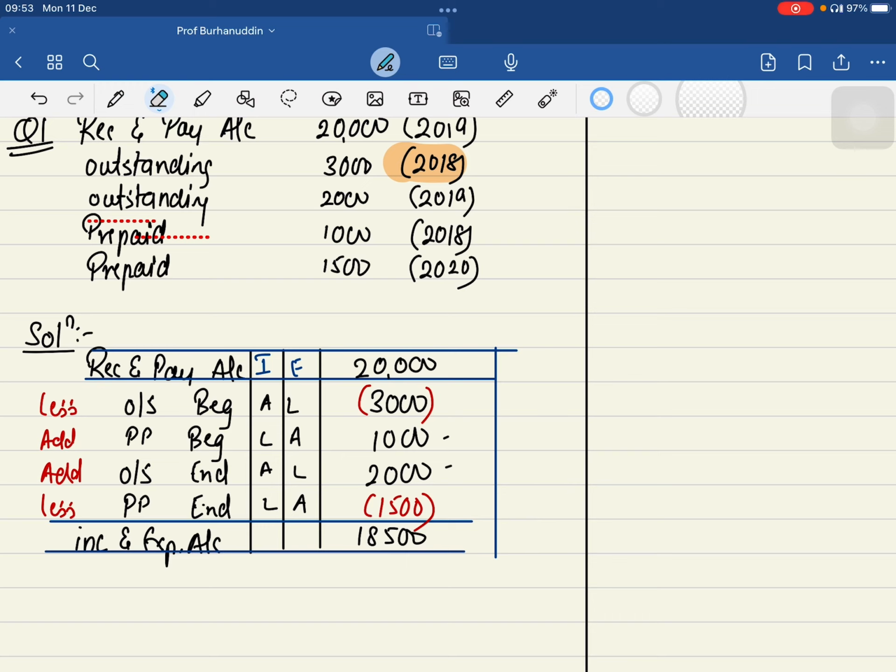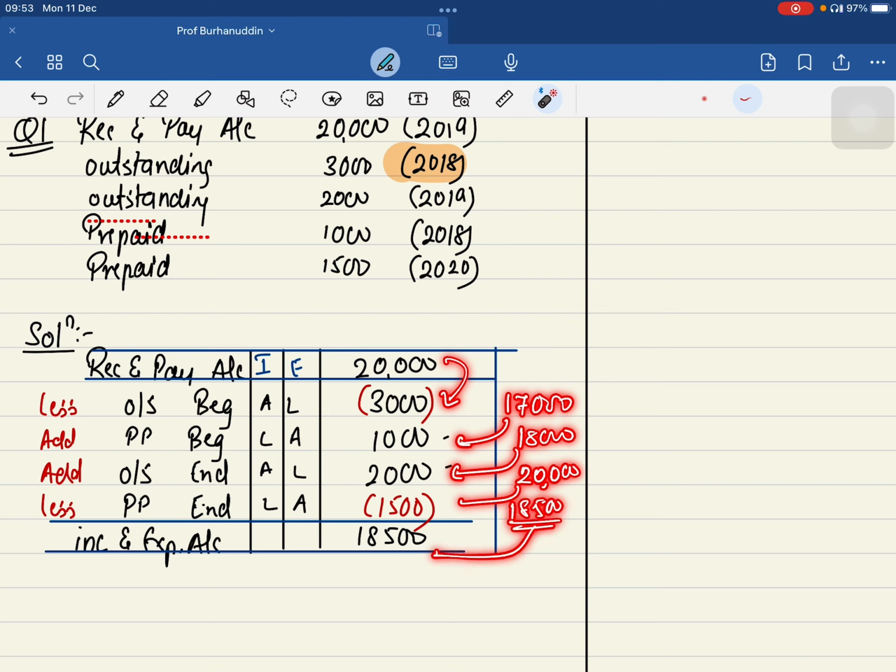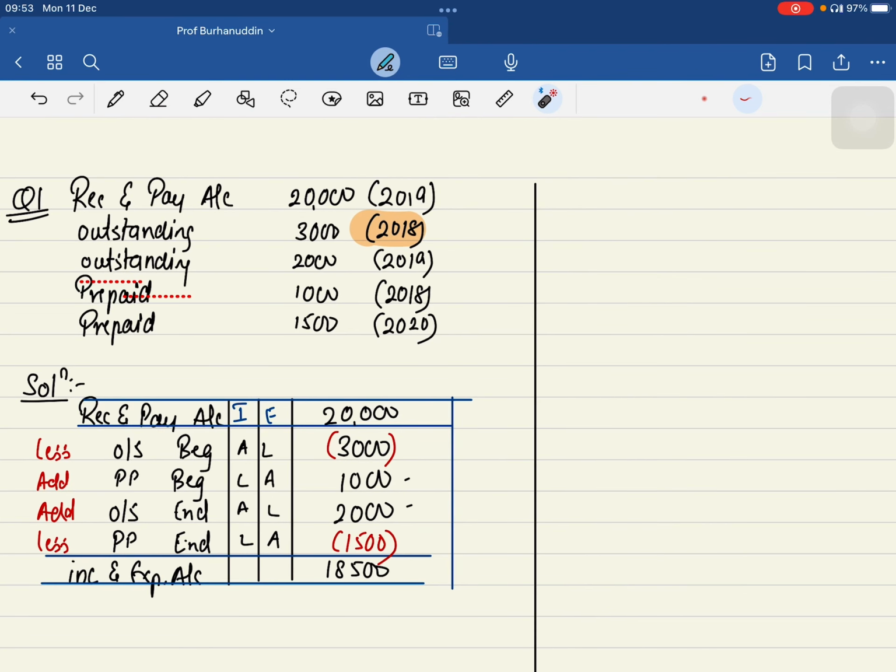मैथमेटिक्स है ये, आप चाहो तो आप ऐसे भी कर सकते हो। 20, look at this, 20 minus 3 is 17,000, plus 1 is 18,000, plus 2 is 20,000 minus 1,500 is 18,500, which is exactly the same. Any which way that you like you can do it. ये खाली कैलकुलेशन है, आपकी मर्जी से आप कर सकते हो। This is my case 1, this is my question 1 of the working note related to income and expenses. Are we very clear with this? Too good. Coming to the next question.